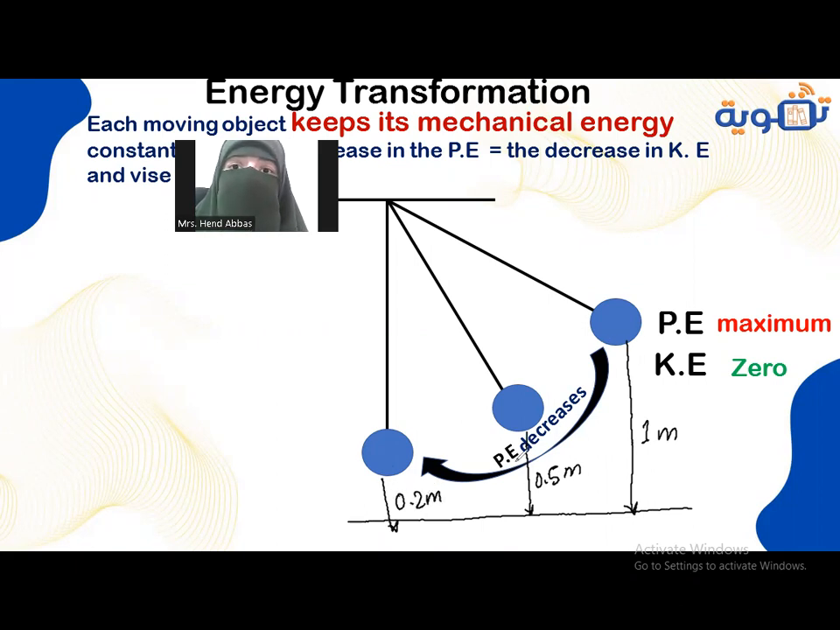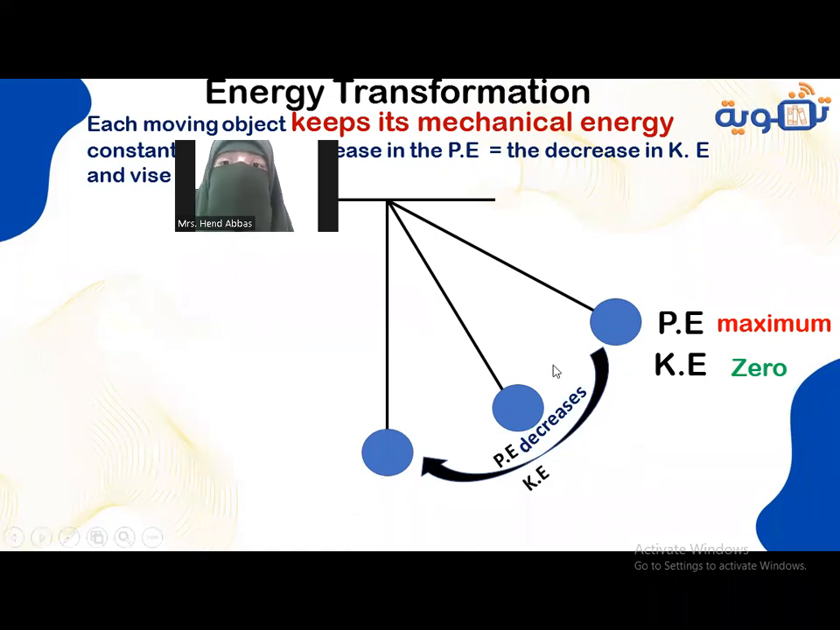So as you go downwards, what happened to the height? The height decreases, so the potential energy decreases. What about the kinetic energy? As we move downward, the speed increases, so the kinetic energy increases.